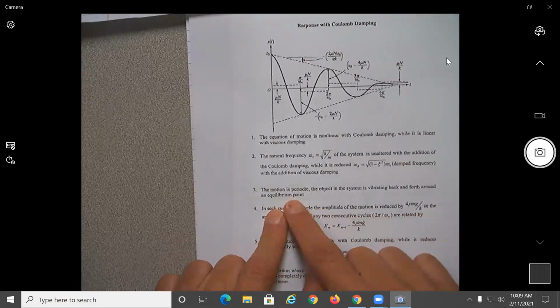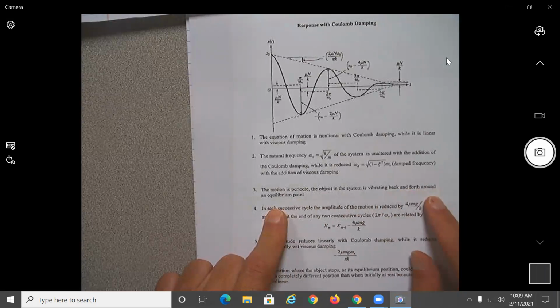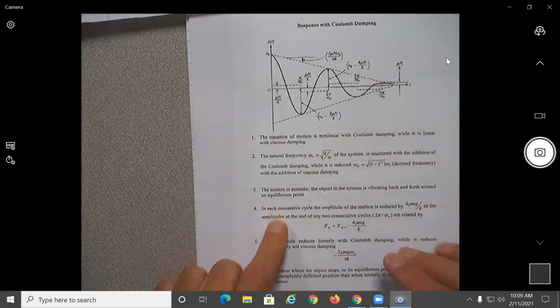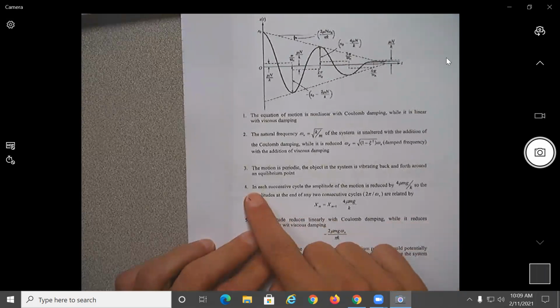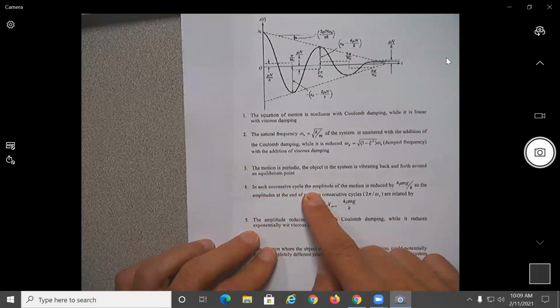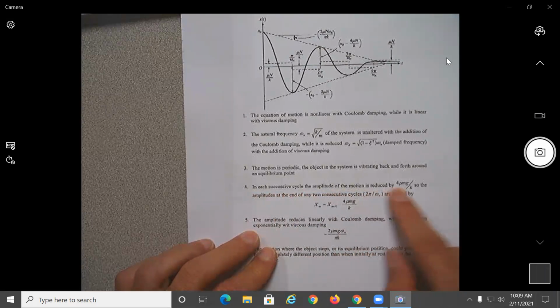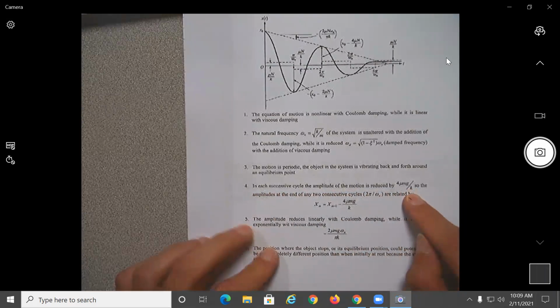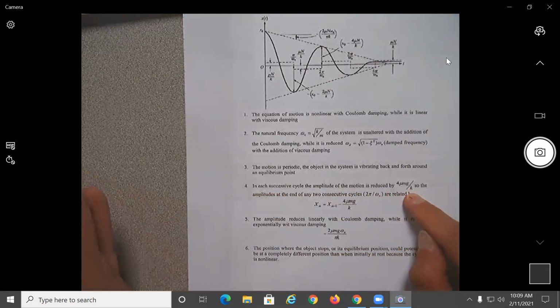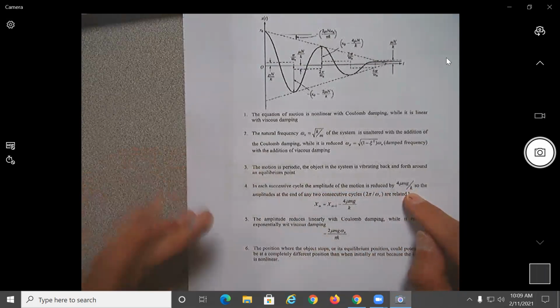Then the motion is still periodic with a vibration back and forth around an equilibrium point, same as before. But now what they tell is that in each successive cycle, the amplitude of the motion is reduced by 4 mu mg divided by k. That's not difficult to derive, all right? If you want, we can do it later.